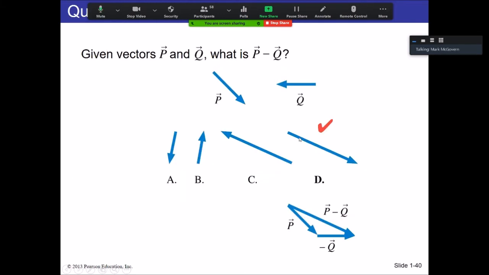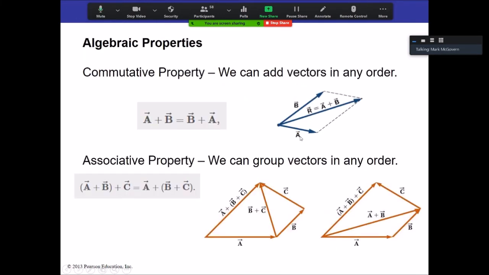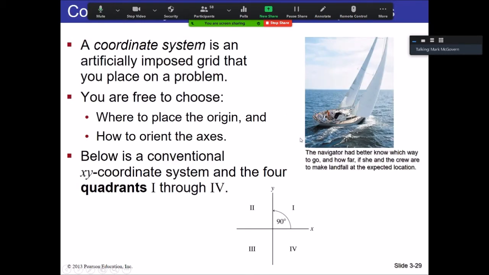Okay, I'm going backwards. Let me try to scroll the other way. Here we go. Now, let's talk a little bit more about how we describe our vectors. Coordinate systems are a very important aspect of drawing out vectors, because it helps you to put numbers behind your graphical representations.